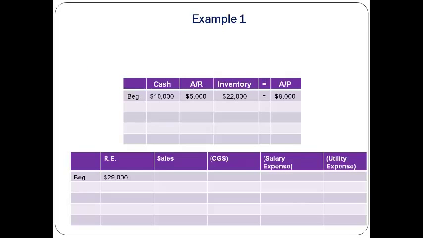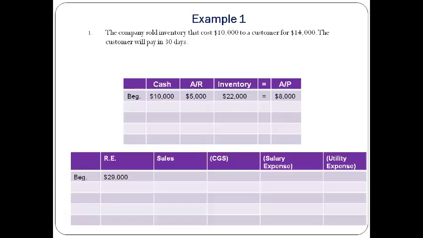Let's walk through an example of recording transactions on a spreadsheet. The spreadsheet begins with all the accounts the company typically uses. Balance sheet accounts are cumulative, so start with the prior period ending balances. Read the first transaction and go quickly through the questions. The company sold inventory that cost $10,000 to a customer for $14,000. The customer will pay in 30 days.